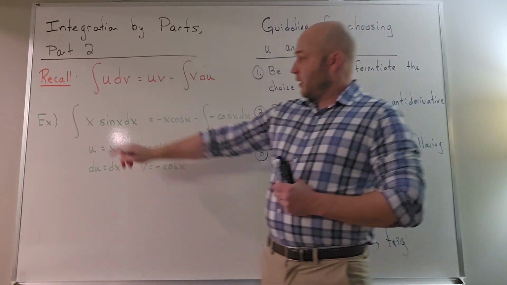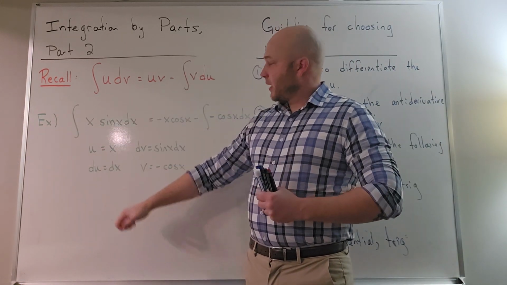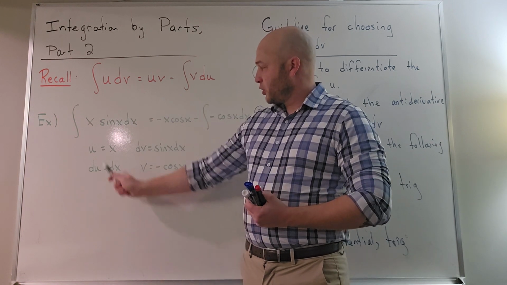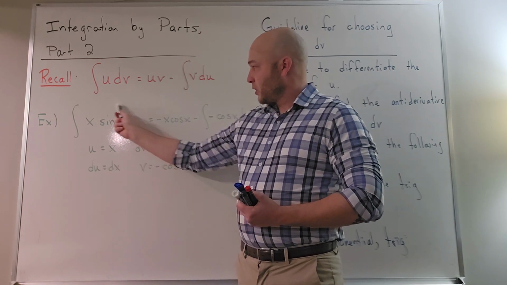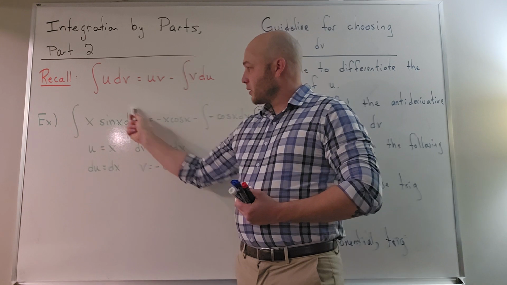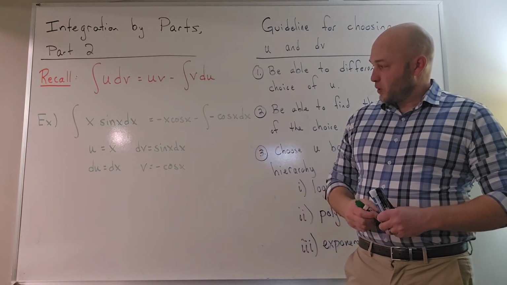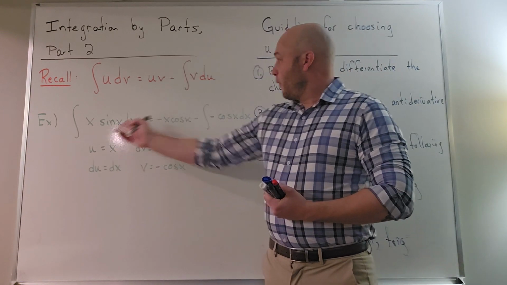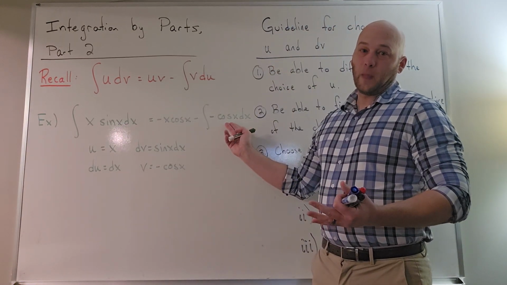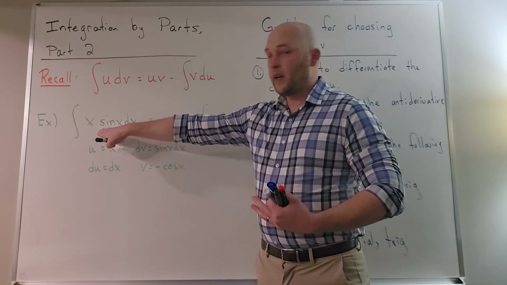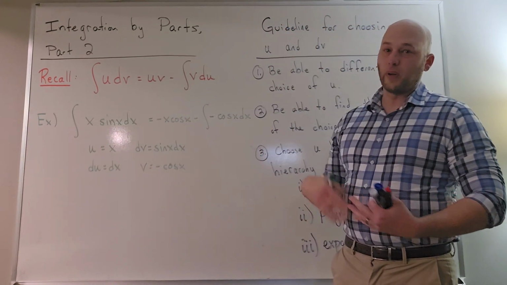In particular, here's just a reminder example. If I've got a product of x and sine of x, remember what I do is choose my u and my dv, which has to incorporate this entire expression after the integral symbol. And the way I want to choose this is so that hopefully this integral is simpler. That's the whole goal, to take a complicated integral and break it down to a simpler integral.